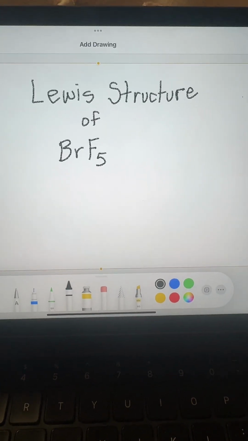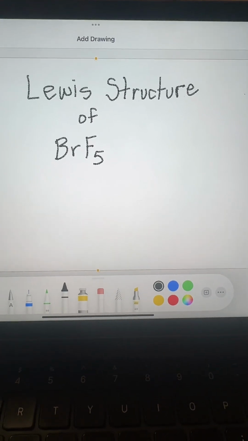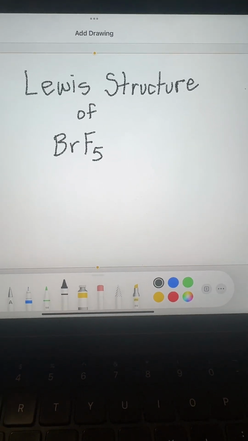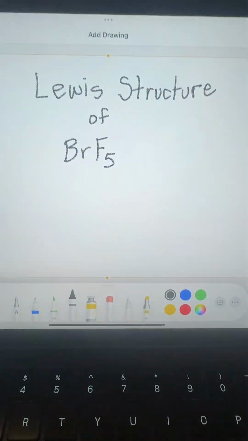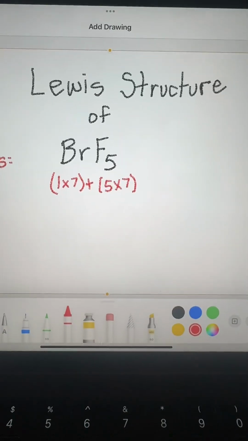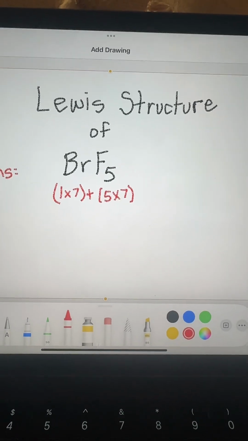So for this video, we're going to be focusing on Lewis structures, and more specifically, we're going to be focusing on the Lewis structure of bromine pentafluoride. So first, we're going to need to add up the valence electrons of each molecule.